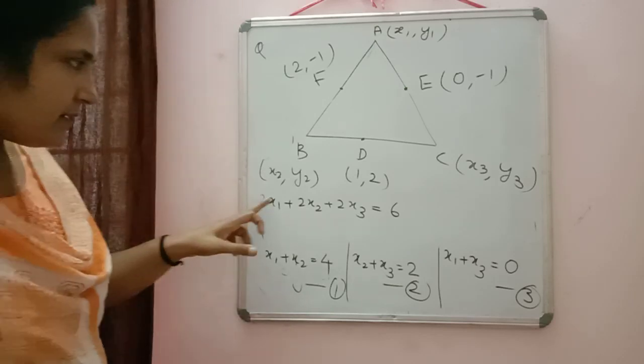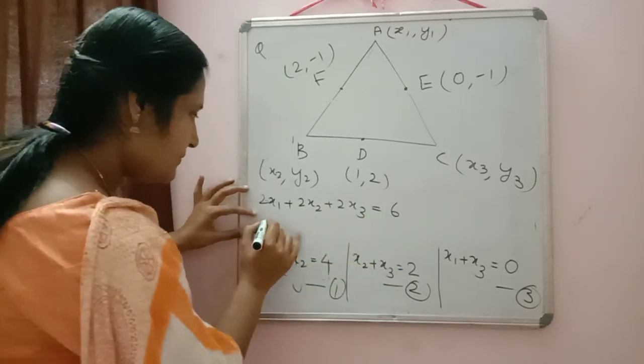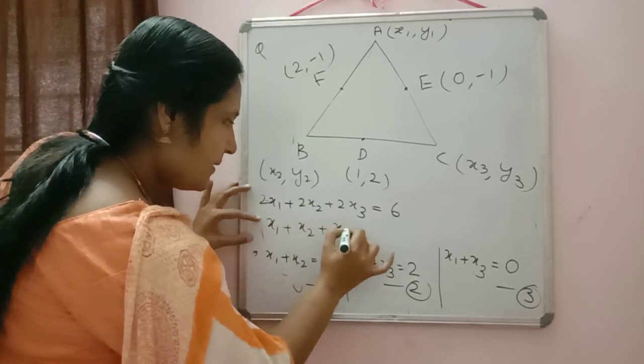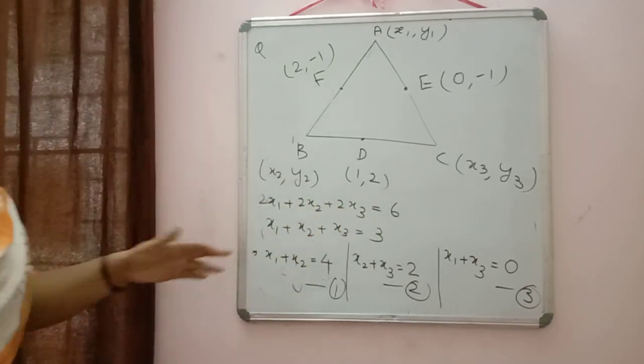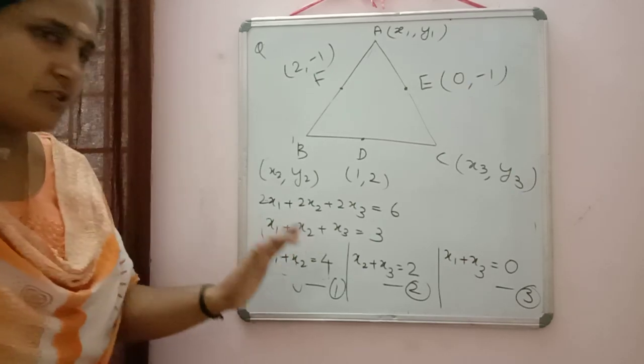Now we can check each expression is divisible by 2. So we can cancel it by 2. So what we will get? x1 plus x2 plus x3 is equal to 3. Now using this information, we will separately calculate the value of x1, x2 and x3.